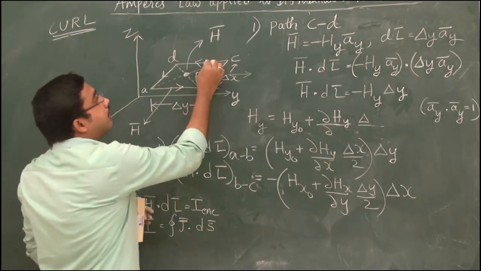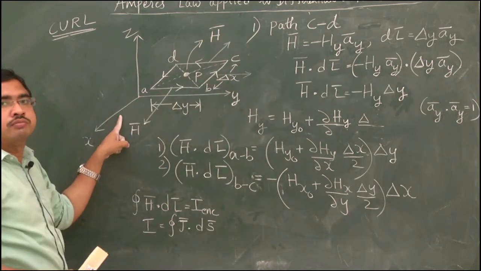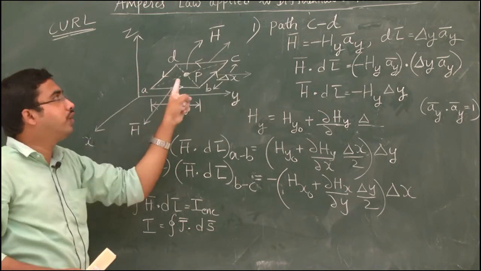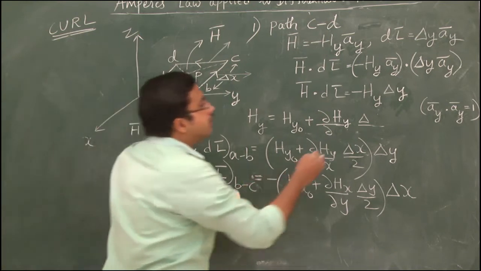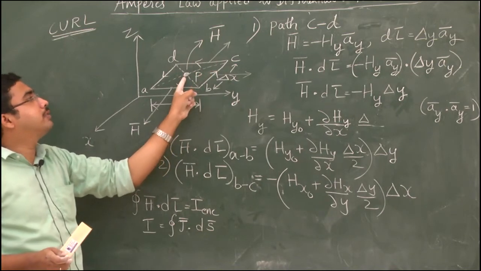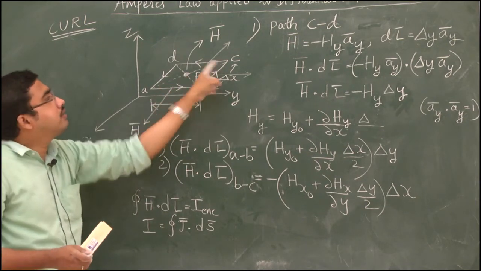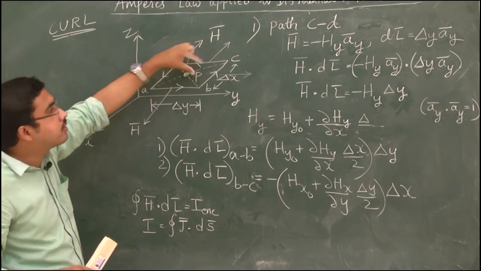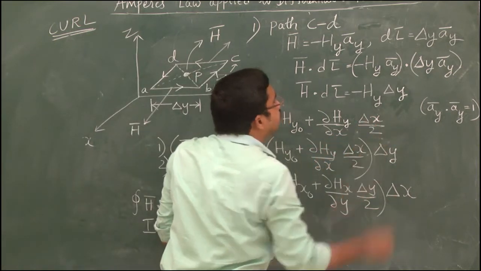How will your h bar be now? Your h bar will be perpendicular to this side. That means it is matching with the x direction, so hy is varying with respect to x, by dou x. And what is the distance of this path CD from this point P? P is exactly at the center. Complete length is delta x, half of this is delta x by 2.